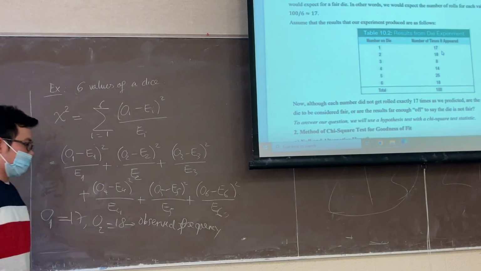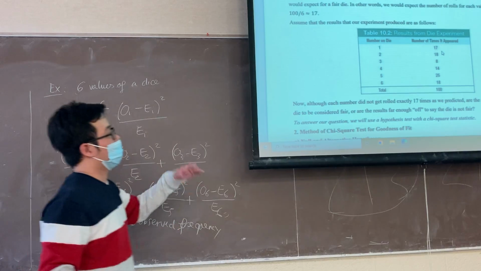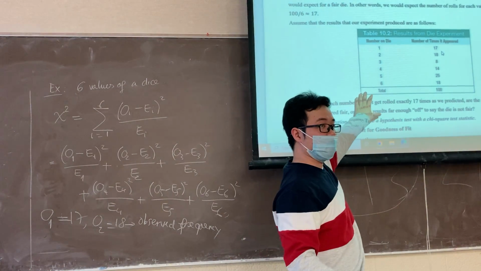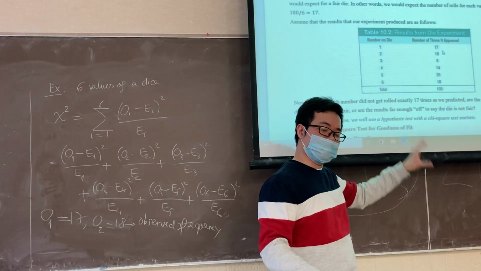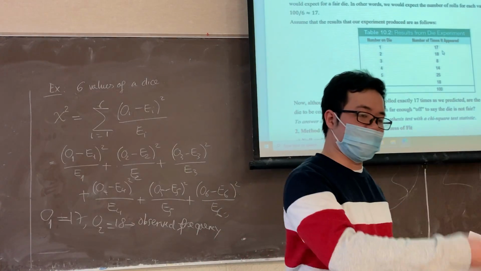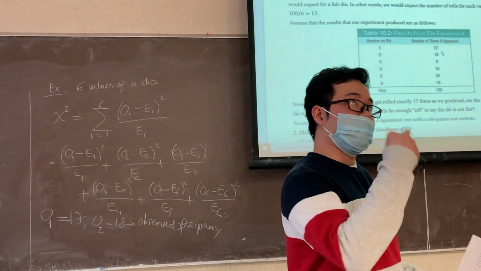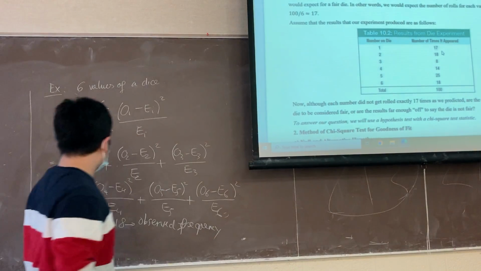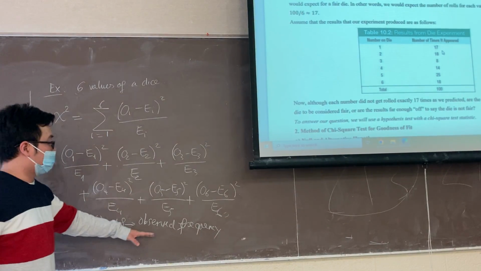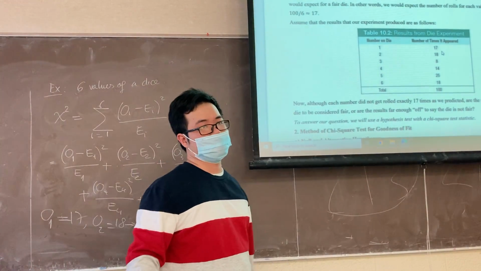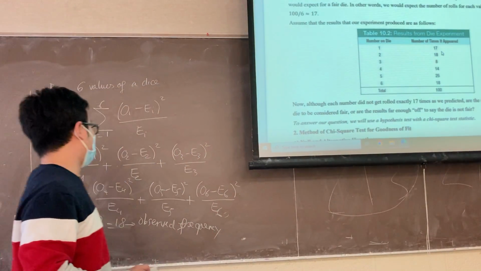The observed frequency will be taken from the tables, the experiment table. When you do the experiment, you will have the table with the result. In this case, O1, O2, O3, the observed frequencies, will be taken from these tables. Okay, that is the observed frequency.